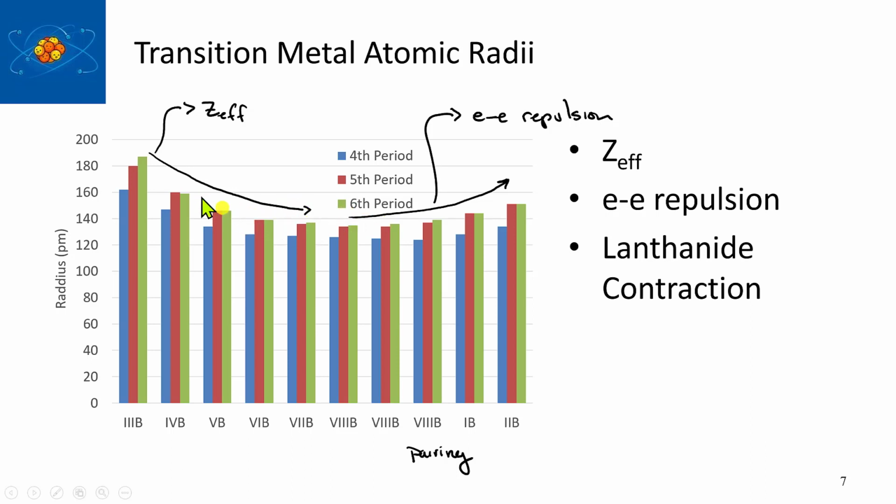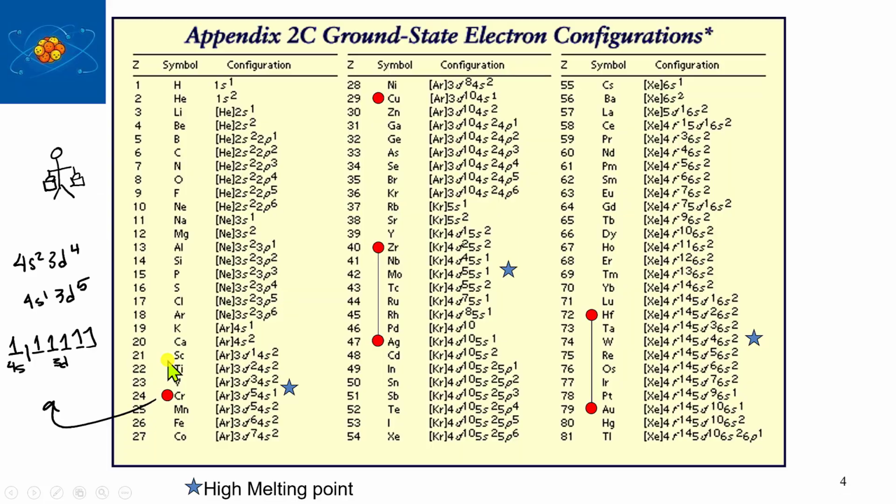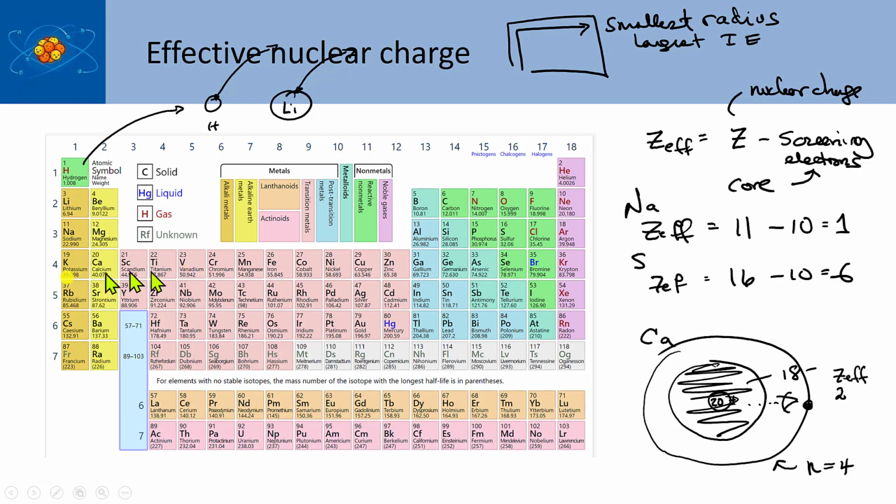So what's happening here is something called the lanthanide contraction. So the sixth period introduces the 4f orbitals. Okay, so let's go back and look at our periodic table, keeping in mind fourth, fifth, and sixth period, right? So there's my fourth, fifth, and you notice what's happening here, sixth period, right?